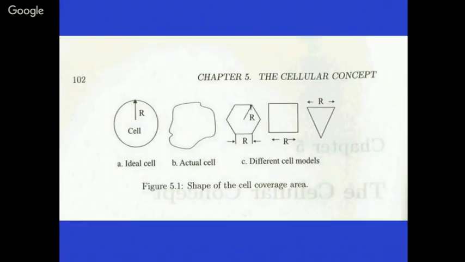So these are various shapes. One is the circle, this is an actual cell. I will discuss what an actual cell is. Hexagonal, rectangle, triangle: 1, 2, 3 and 4 are clear to you. But what is the actual cell? Actually, the basic deformed shape of this circle is called the actual cell.